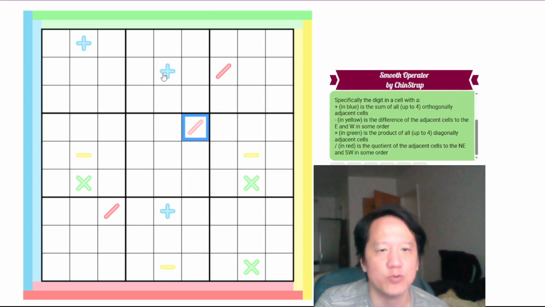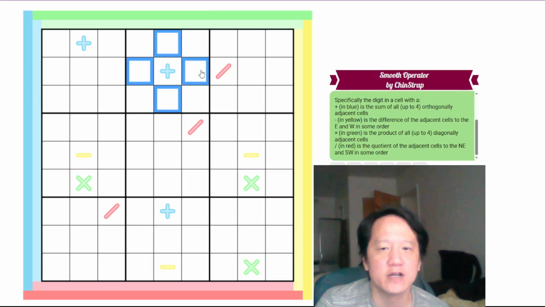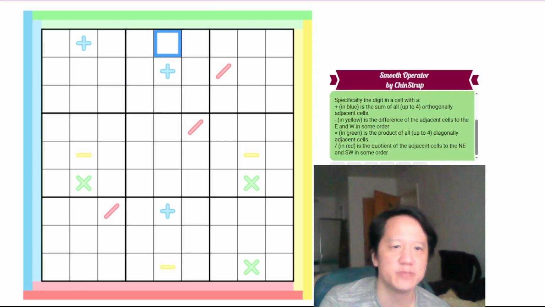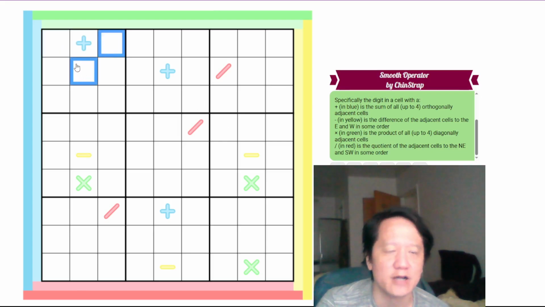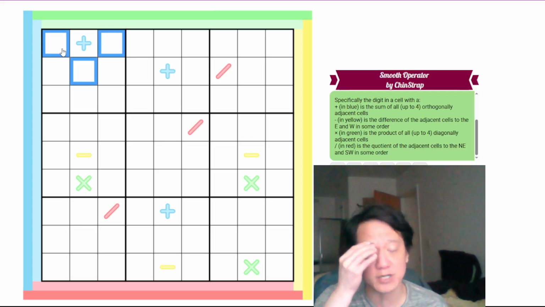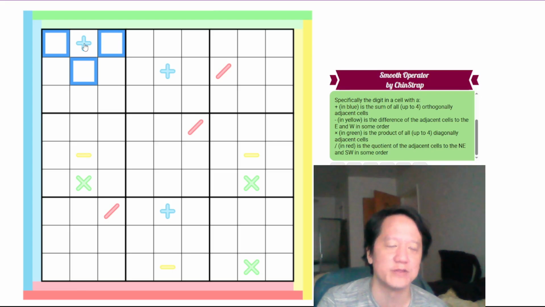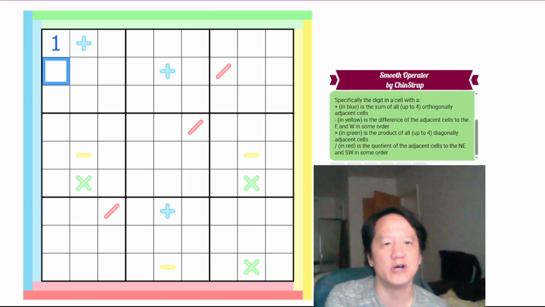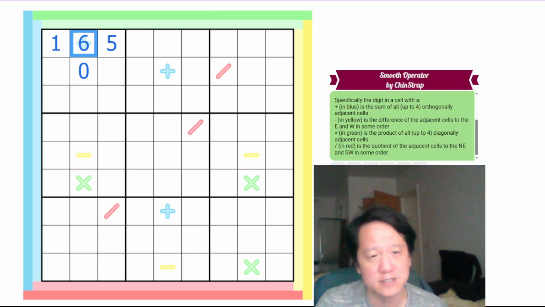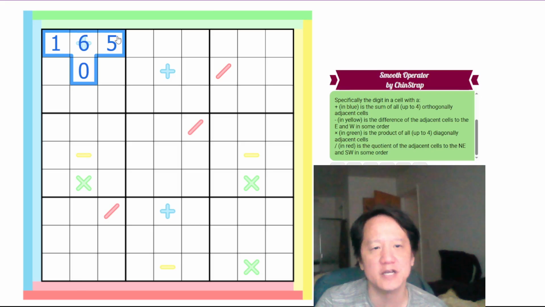Specifically, the digit in a cell with a plus in blue is the sum of all up to 4 orthogonally adjacent cells. So, for example, this cell must be the sum of all 4 orthogonally adjacent cells. Interesting. So we could have something, and this would be the sum of the 3 cells. Okay, what is an orthogonally adjacent cell? An orthogonally adjacent cell is basically just a cell that shares an edge with the cell. So these would be the orthogonally adjacent cells around this plus. So say this was like 1, 0, and 5, then this would have to be 6, because it's the sum of all cells that share an edge with it.